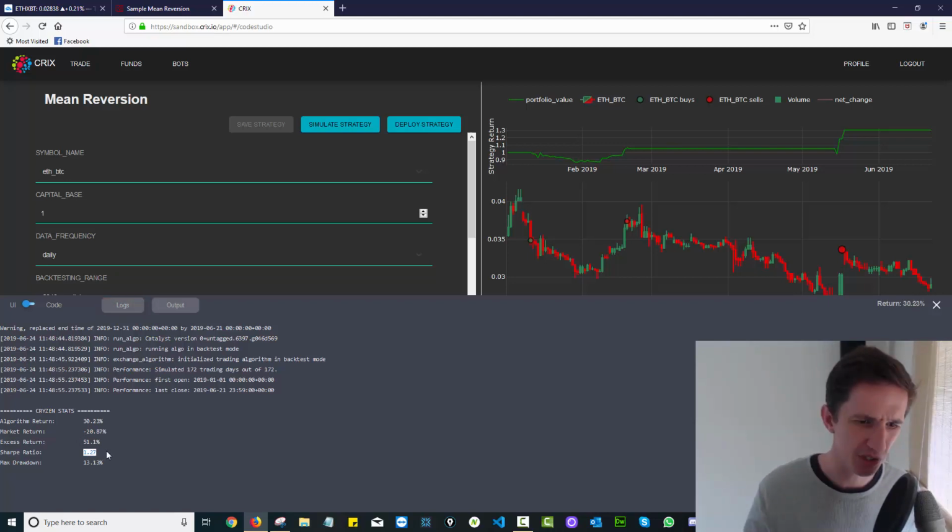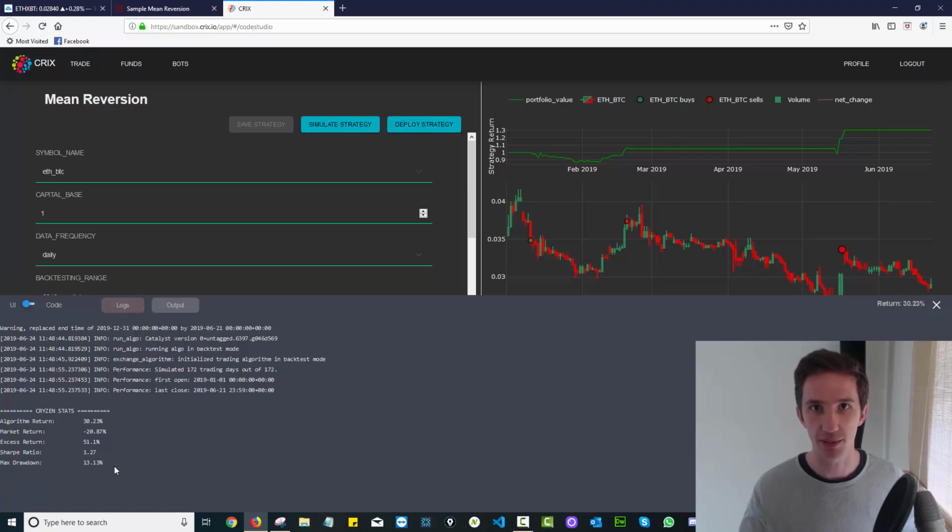Now my Sharpe ratio is still pretty low, it's 1.27, so ideally I'd want it to be higher, and my maximum exposure at any point in time was 13%.